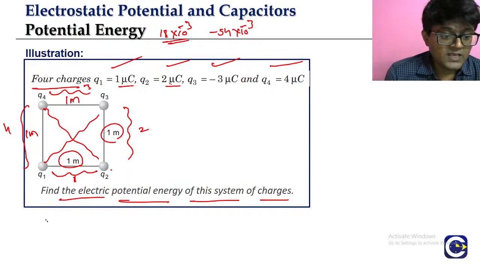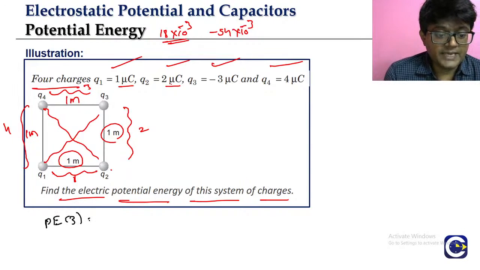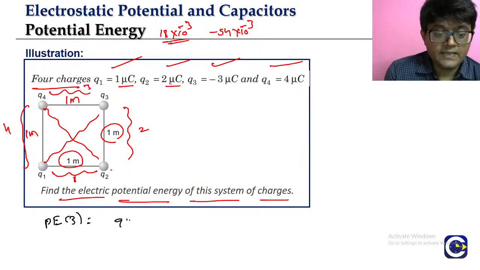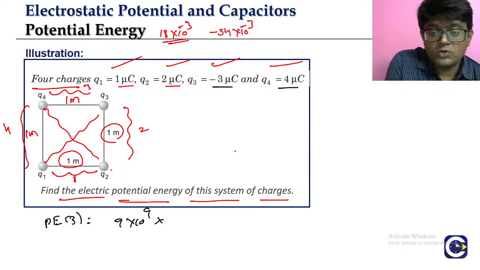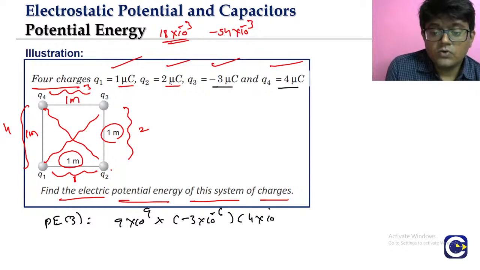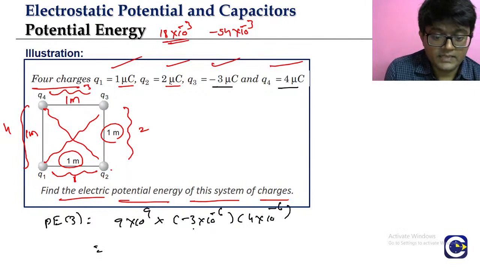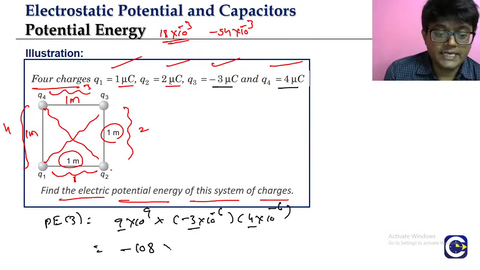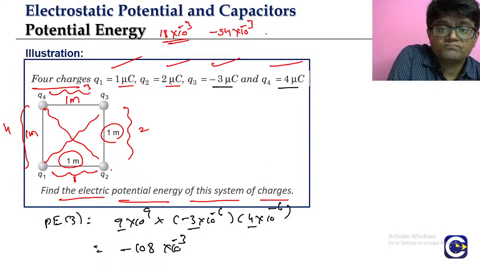Okay, potential energy for the third pair என்னன்னா Q3 and Q4 ஓட combination. So என்னது பாருங்க, 9 into 10 power 9, Q3 எவ்வளோ? minus 3 micro, Q4 4 micro. So minus 3 into 10 power minus 6, 4 into 10 power minus 6. இது என்னது பாருங்க, 3 4s are 12, 12 9s are 108, minus 108 into 10 power minus 3.